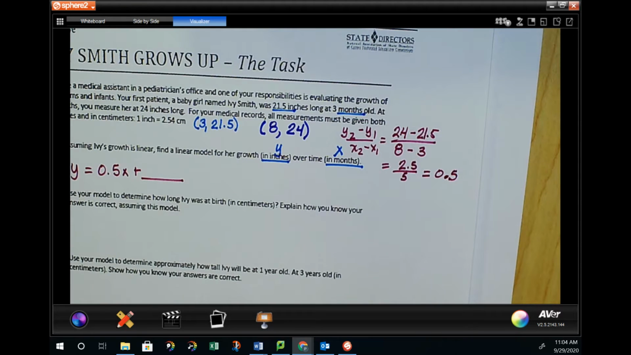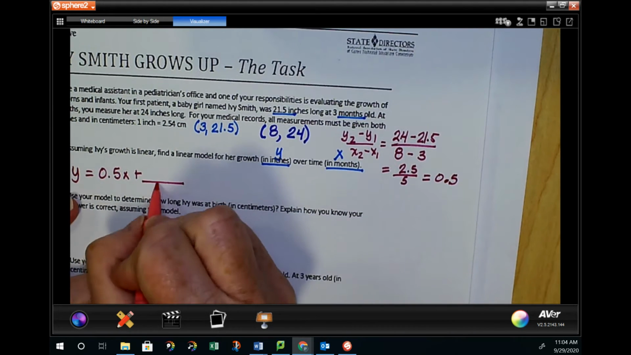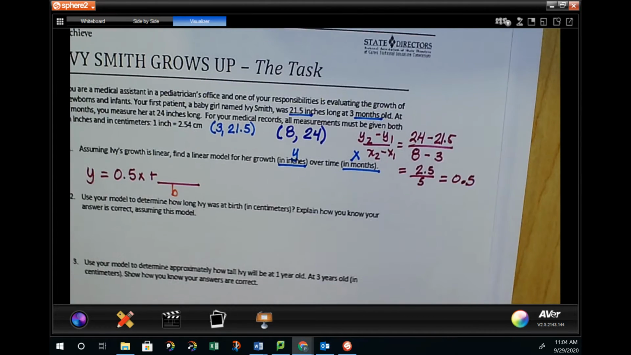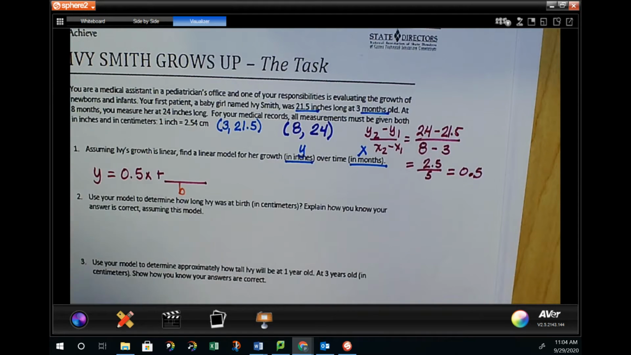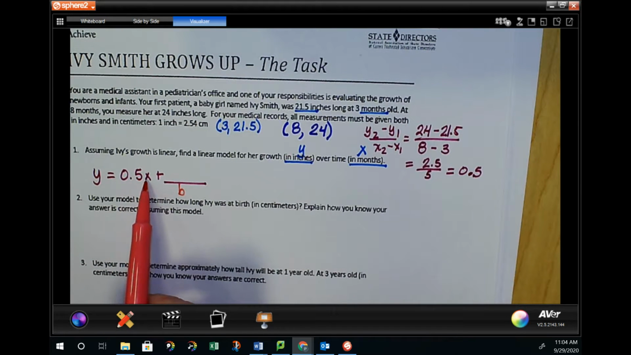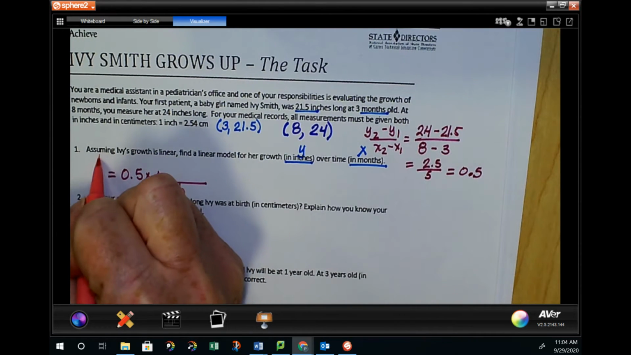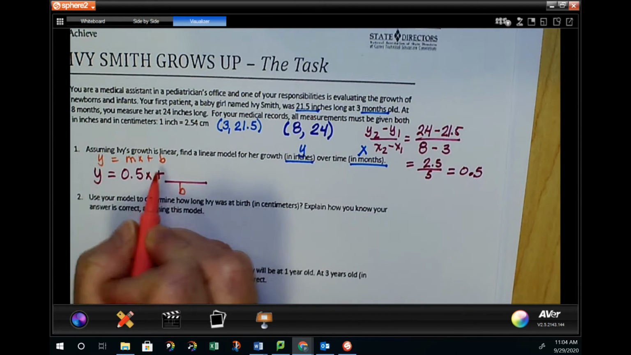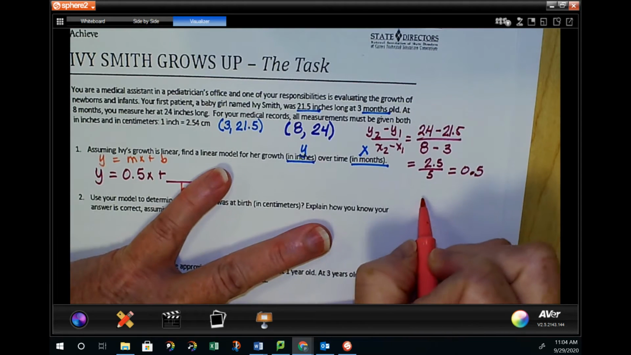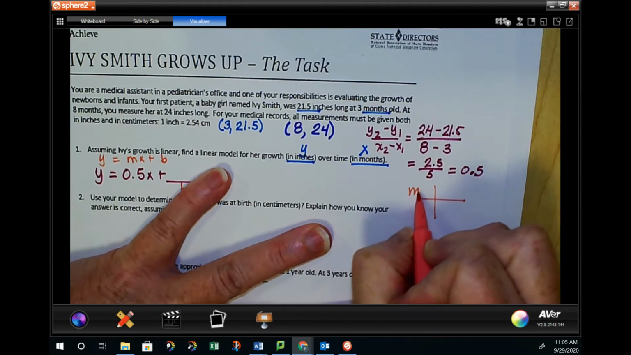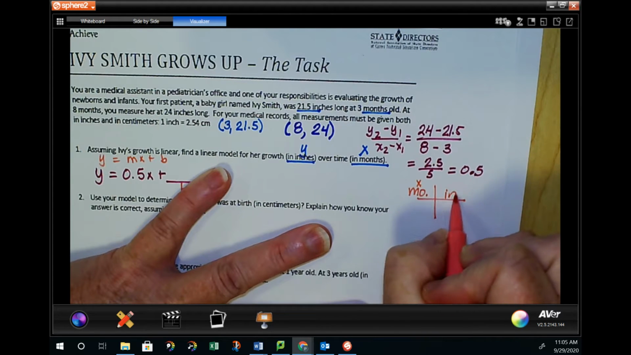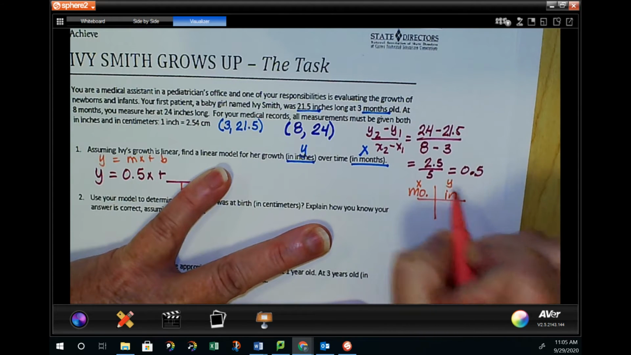We've got to find that y-intercept, and that's going to be at 0 months. So we have our slope, and we've got y equals mx plus b. That's what we're looking for, that y-intercept. In order to do this, this is my months, MO for months, that's x. And this is my length in inches, that's y.